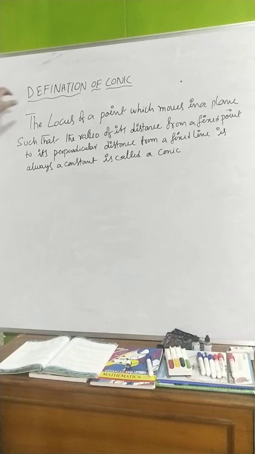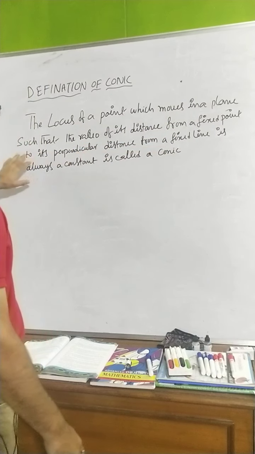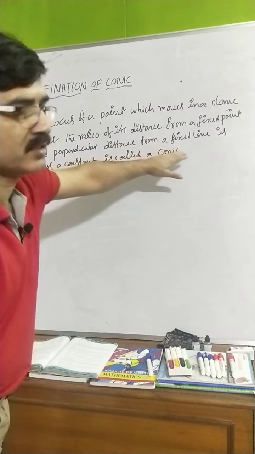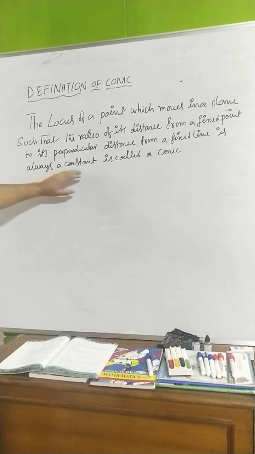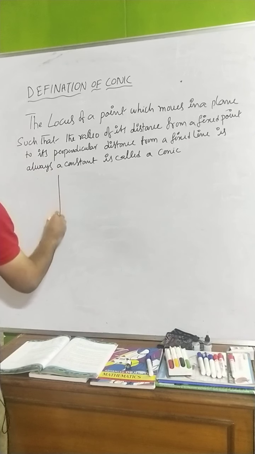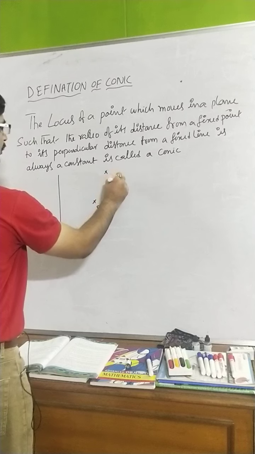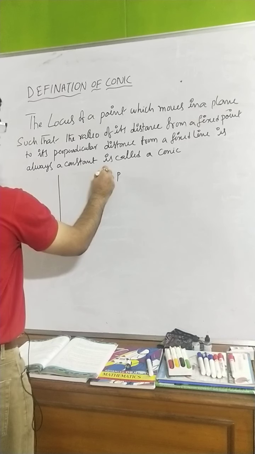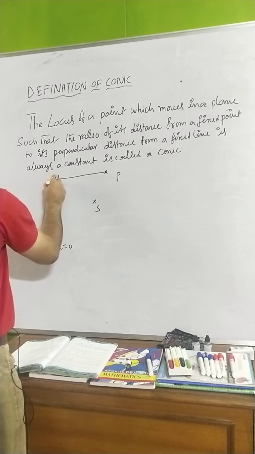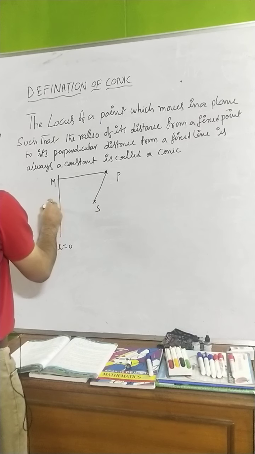Okay, now you see here definition of conic. The locus of a point which moves in a plane such that the ratio of its distance from a fixed point to its perpendicular distance from the fixed line is always constant is called a conic. That means here in a plane, this is a fixed line, say L equal to 0, and there is a fixed point, say S is equal to 0. You take one point in a plane. If you draw a perpendicular here, this is the perpendicular.